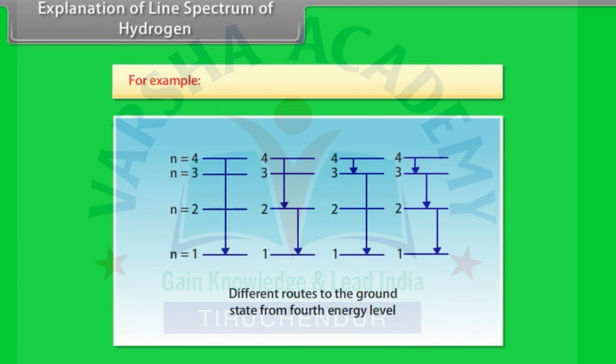For example, let us consider the electron present in the fourth energy level, n equals 4, of different hydrogen atoms. In some atoms, it may come to the ground state, n equals 1, by a direct jump, while in some others, it may first jump to the second energy level, n equals 2, and then to the first energy level, n equals 1, while in still others, it may come to the ground state via the third, n equals 3, and second energy levels, n equals 2.